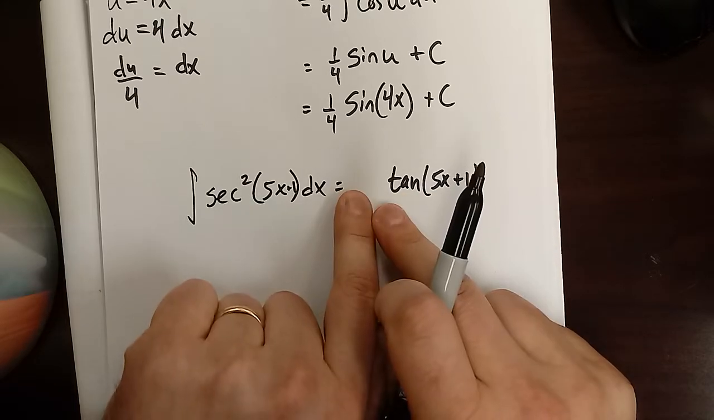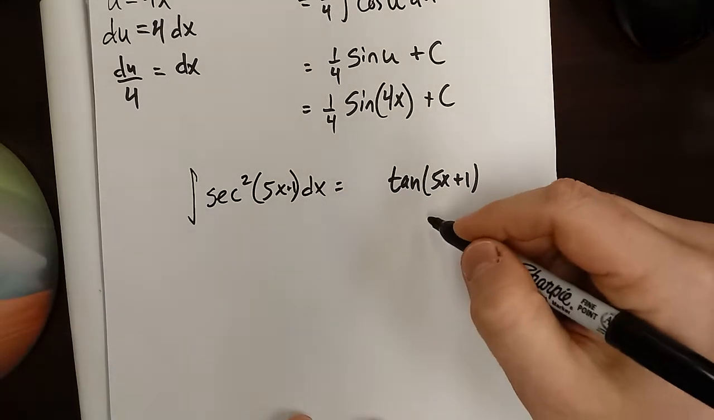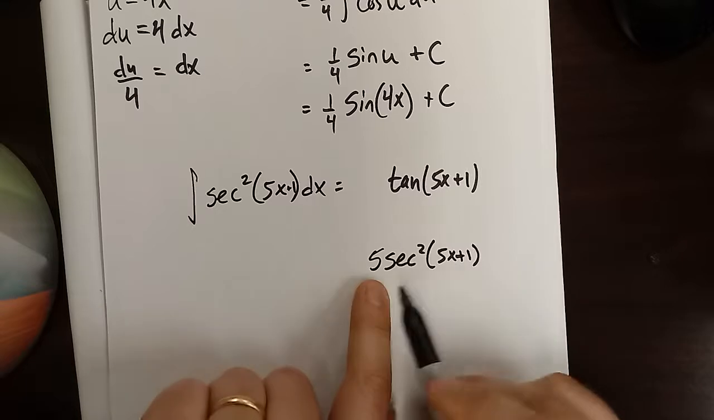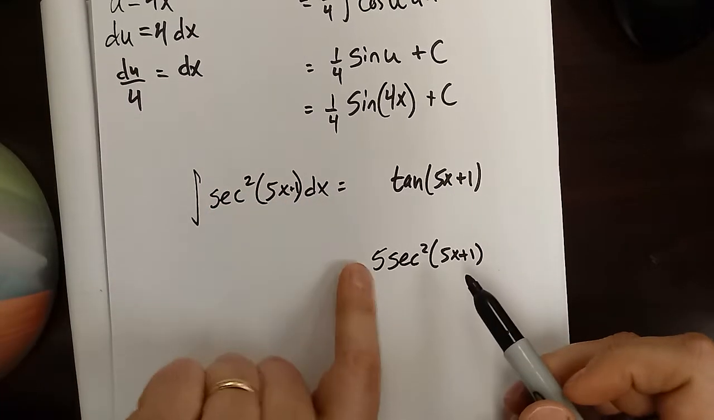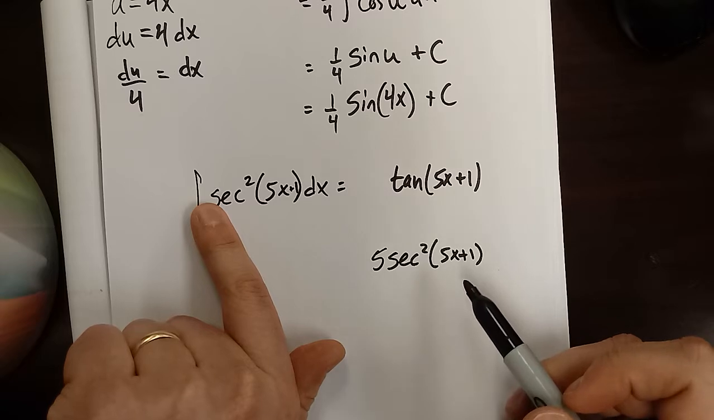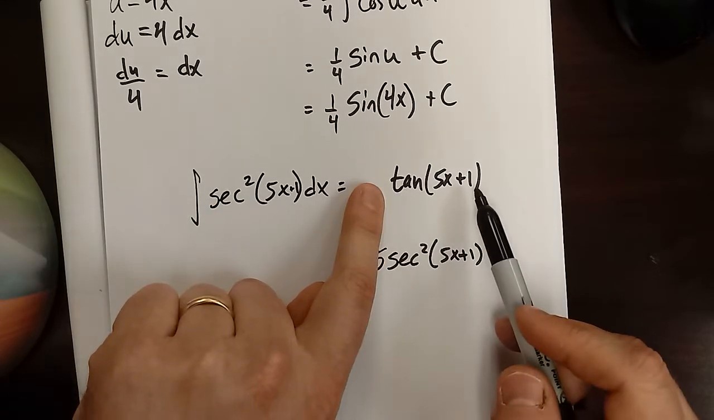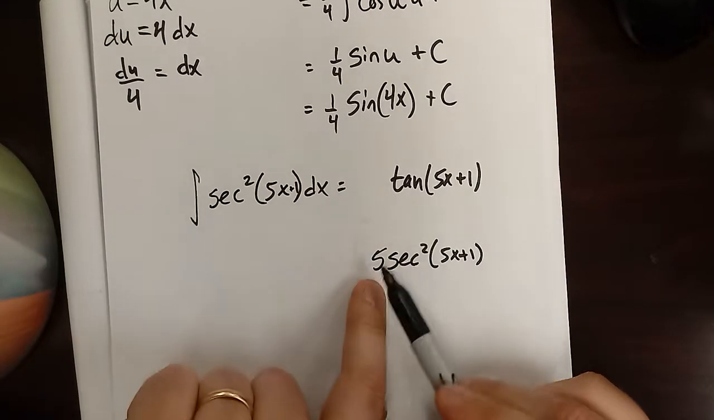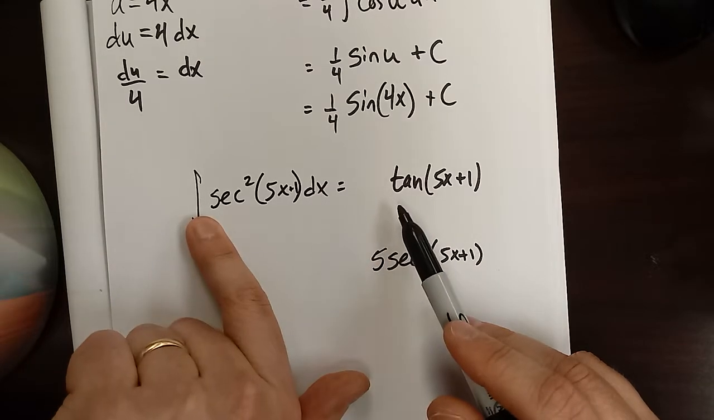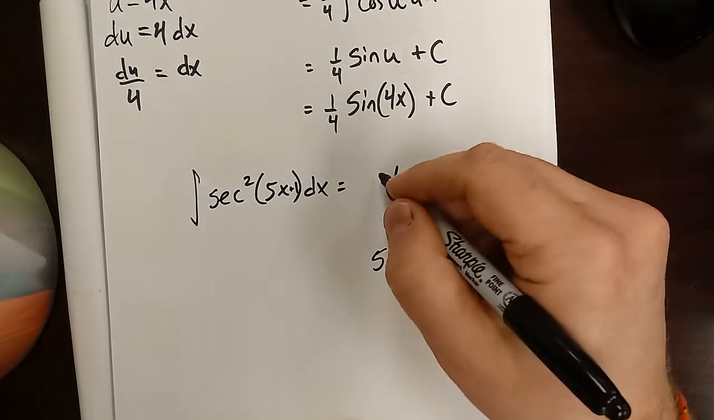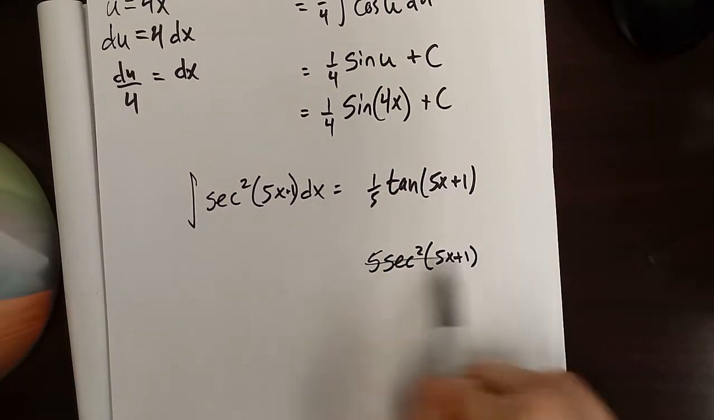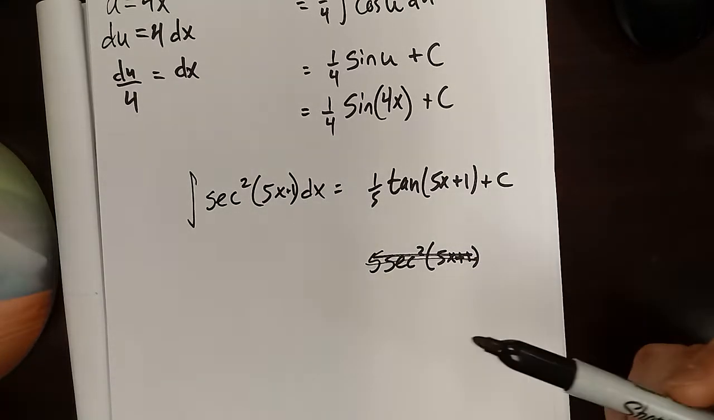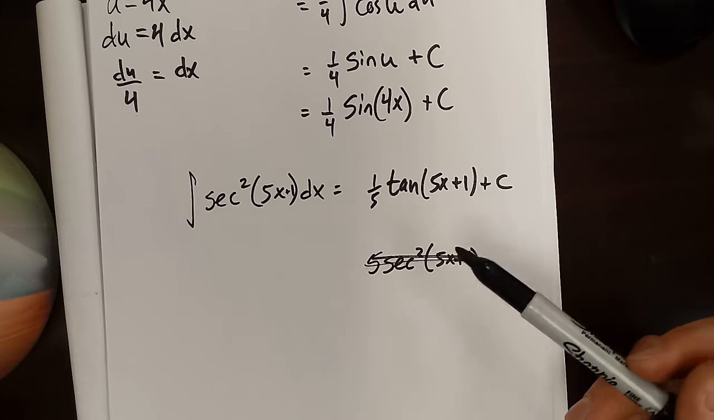So a 5 would pop out front. And so if I took the derivative of this as I see it right now, I would get 5 secant squared 5x plus 1. So if we go look at the original, it doesn't have that 5 out front. So what would need to be here so that when I take its derivative and get 5 secant squared 5x plus 1, when the 5 pops out, it cancels and we're just left with a plain secant? A reciprocal of this, a 1/5 would need to be out front. And so it's possible to do these in your head without doing u-substitution.